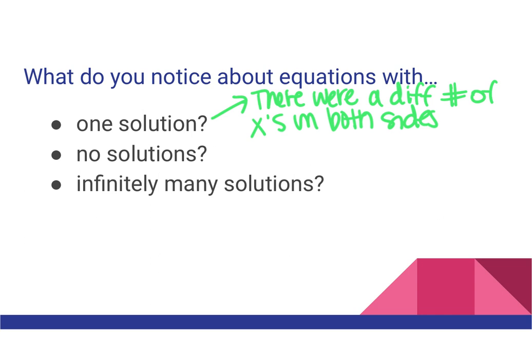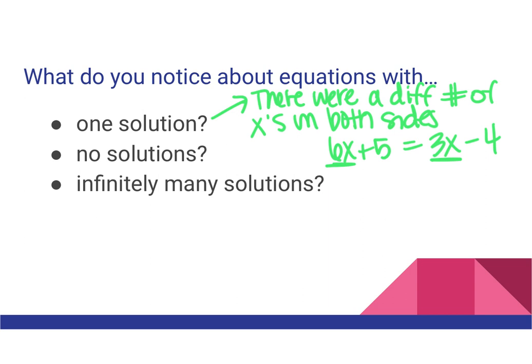So let's look at an example real quick. Let's say I have 6x plus 5 is equal to 3x minus 4. So on the left, I have 6 x's, and on the right, I have 3 x's. This is what we mean when we say different number of x's. So in this case, I could solve it and get a solution, okay?